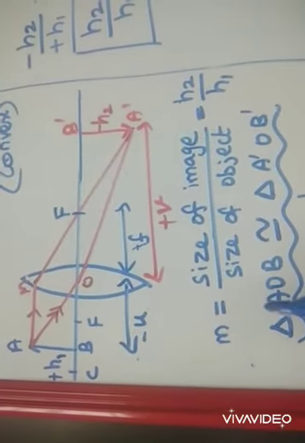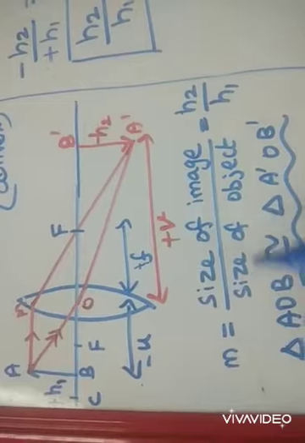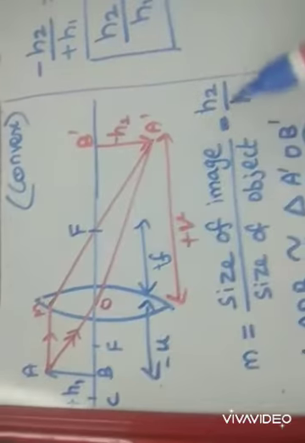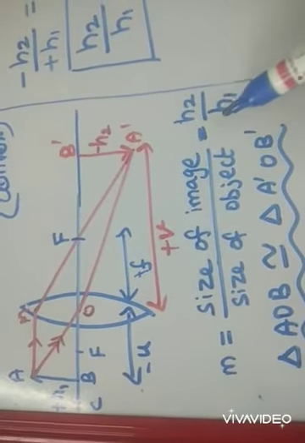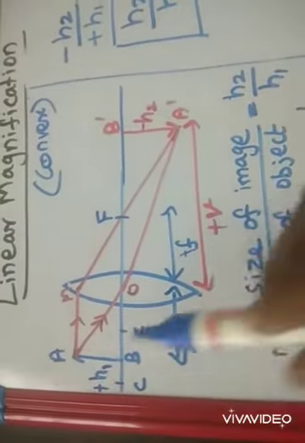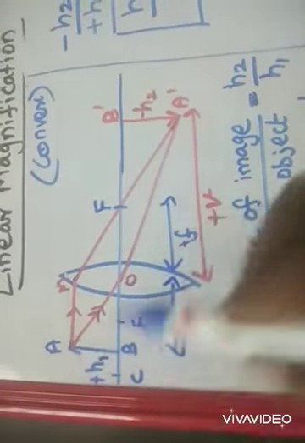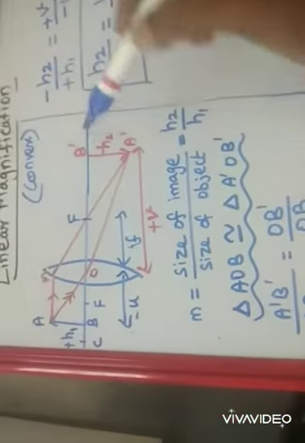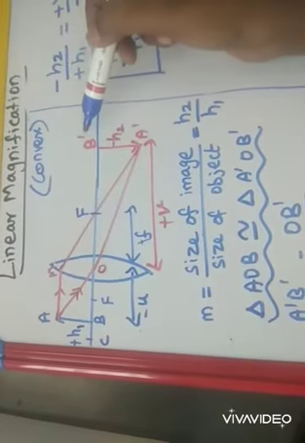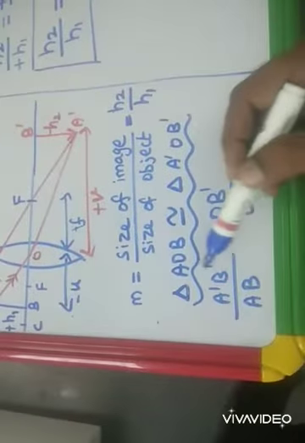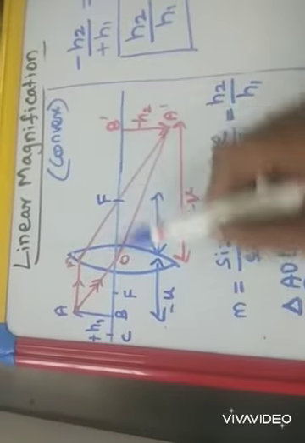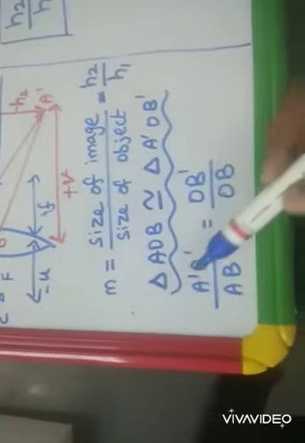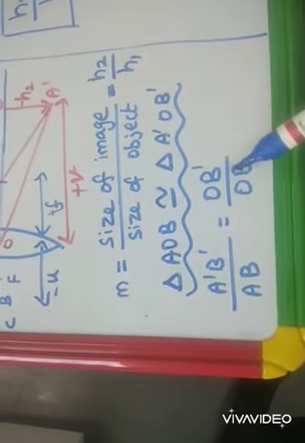So what is magnification? Magnification means size of the image by size of the object. What is the size of the image? H2. Then what is the size of the object? H1. By taking the triangles ABO and A dash B dash O, these two triangles are similar, so A dash B dash by AB is equal to OB dash by OB. That is the opposite side, this is the adjacent side.